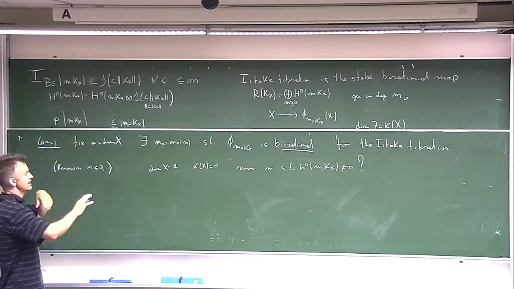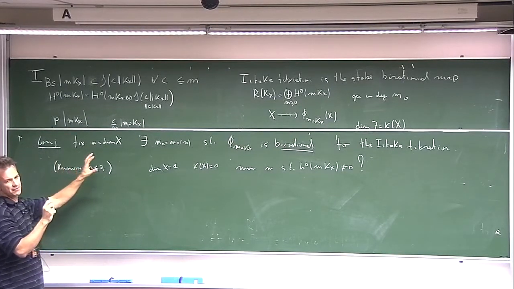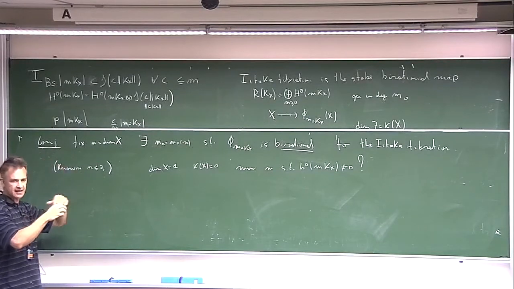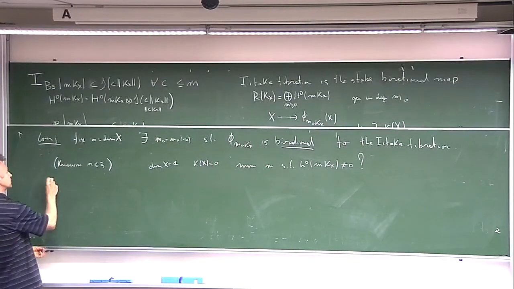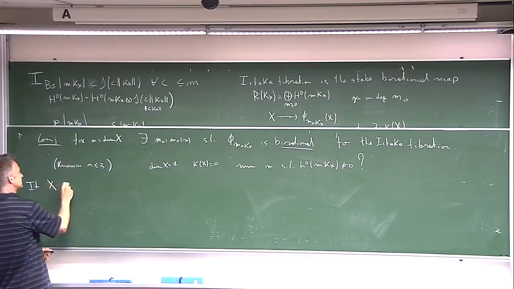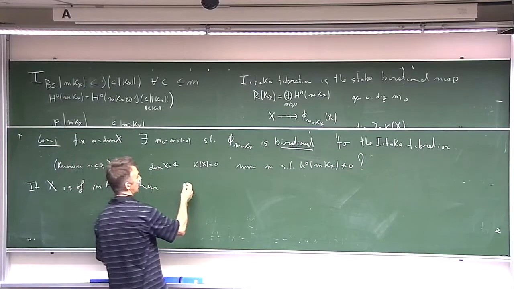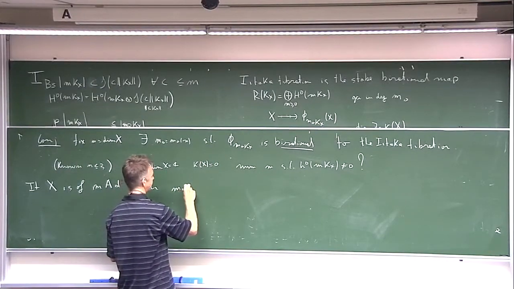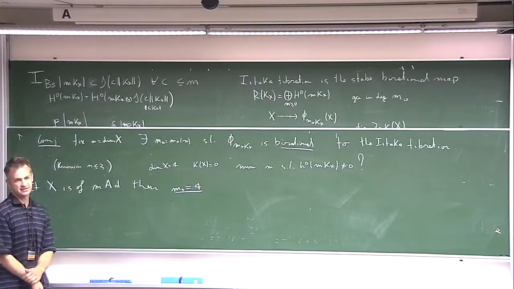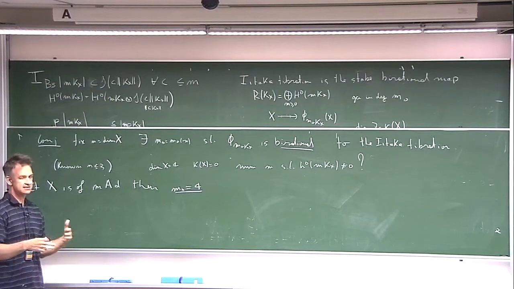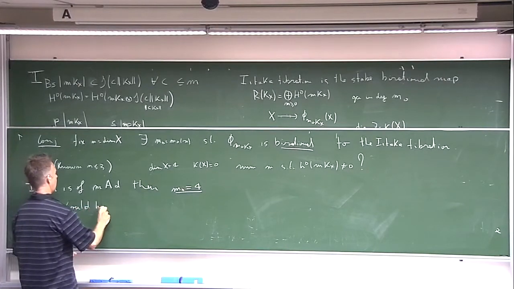There's a lot of work around this. If you say, for example, the fibers of the Iitaka fibration are curves or have some nice property, then maybe there is an answer. Yes. So if X is of maximal Albanese dimension, then this number, M0, is equal to 4. And that's sharp. For M0 equal to 3, there exists an example where 3K_X does not give the Iitaka fibration.